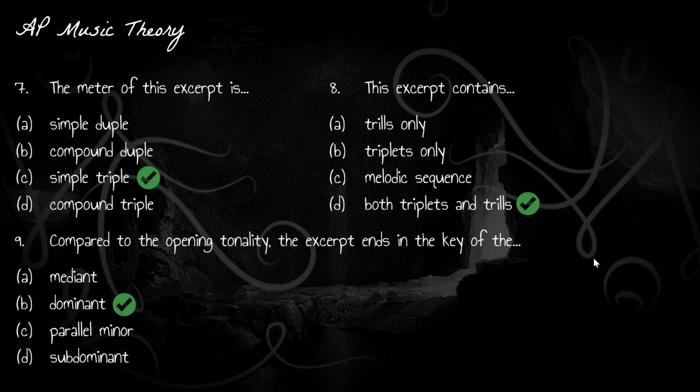Correct answer for 9 is B. The phrase shifts to the key of the dominant, from C major to G major. The modulation occurs on the second beat of the fourth measure, C, tonic, to G, the subdominant.